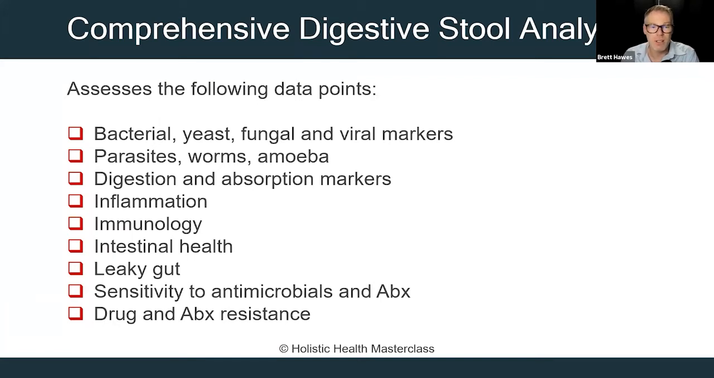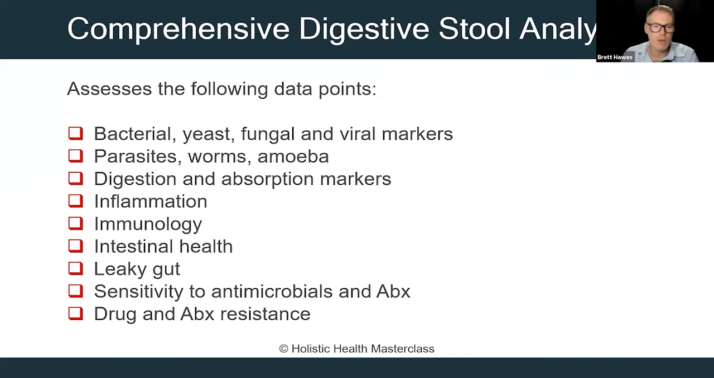Inflammation, immunology, which is huge, right? So we know that 70% of our immune system is in our gut. We can actually test and see whether someone's immune system is overreactive or underreactive, and all of that can give us very good clues as to, has this person been dealing with long-term infections? Is it an acute infection that's happening now? Why is their immune system suppressed? So it really gives us some good insight there.